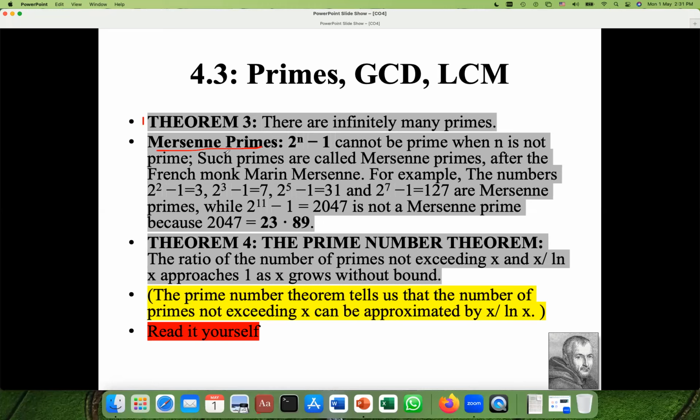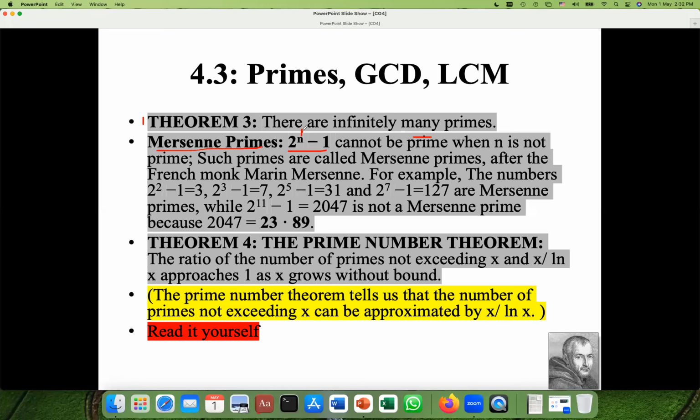And what are the Mersenne primes? To understand this one, first we are going to see this equation: 2 raised to the power n minus 1. If we have the value of n, then we will have some number after evaluation of this equation. So 2^n minus 1, we are saying that it would not be a prime when this n is not a prime.